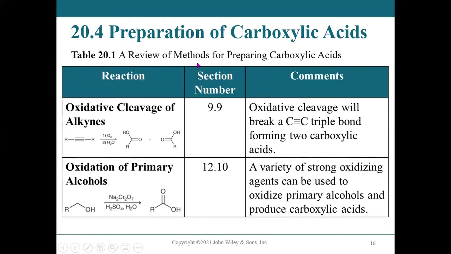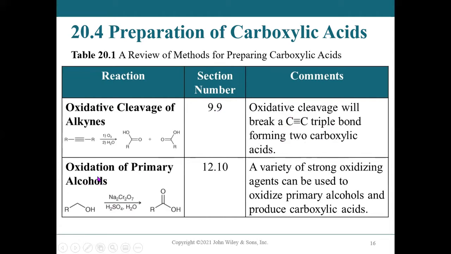So this table is a review of methods for preparing carboxylic acids. The first one we can see is the oxidative cleavage of alkynes. The triple bond can be broken apart by using ozone and then workup, producing two parts of the acid. That is covered in chapter 9, section 9. Oxidative cleavage will break a C-C triple bond, forming two carboxylic acids.